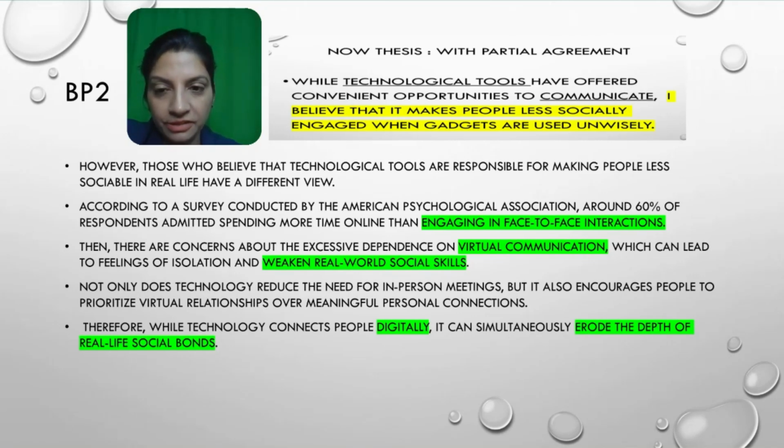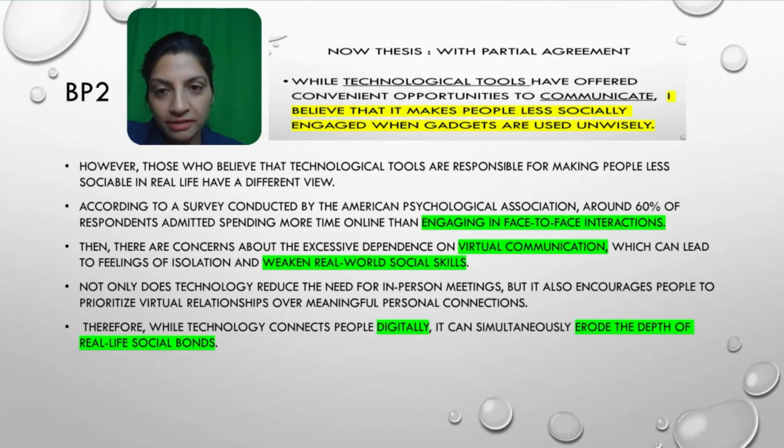One more sentence I've written, that is the compound sentence to cover the range of sentences, which is the fourth one, which I'm going to read. Not only does technology reduce the need for in person meetings, but also it encourages people to prioritize virtual relationships over something very important. What is very important? Meaningful personal connections. And again, the closing statement has to be given the way we gave in BP1. Therefore, while technology connects people digitally, it can simultaneously erode the depth of real life social bonds.